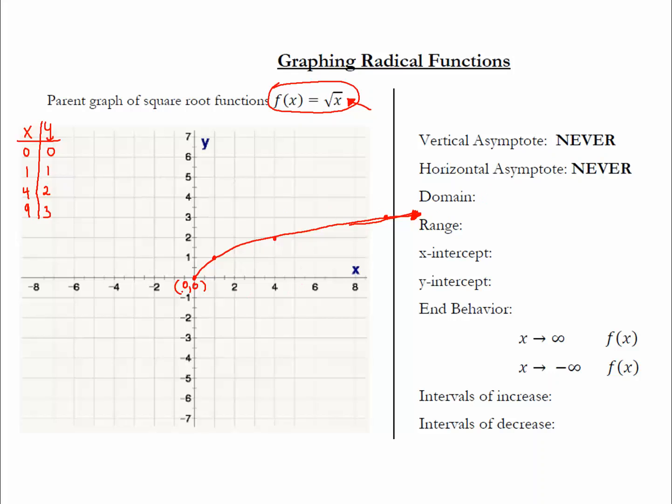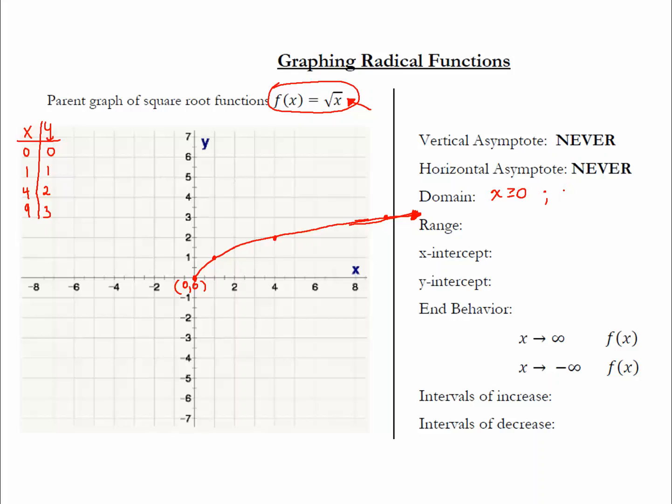Domain. Well, we looked at the x values and we said, well, when x is 0, the function is 0. When x is 2, the function is here. When x is 4, the function is 2. When x is 6... But when you look at the negative values, when x is negative 2, there is no function. When x is negative 6, there is no function. So the function only exists when x is greater than or equal to 0.